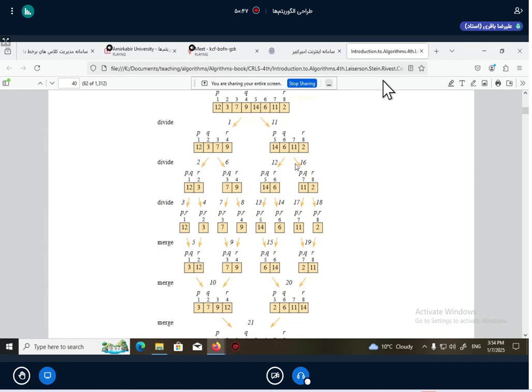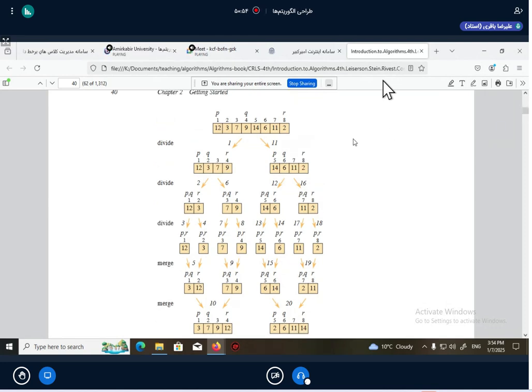The second example is that we are going to sort a given array. We are given an array of some numbers. For example, here we have 8 numbers in an array. The first number is 12, then 3, 7, 9, 14, 6, 11, and 2. So the problem is sorting. We are going to sort.